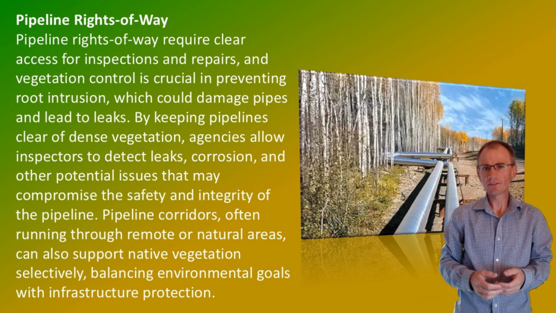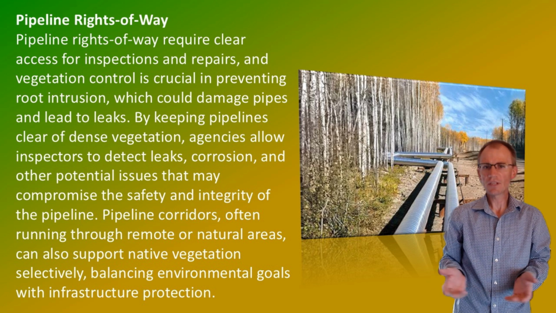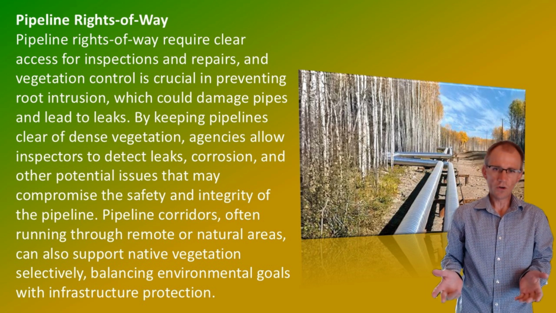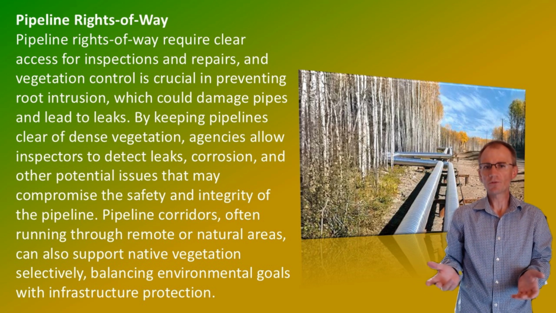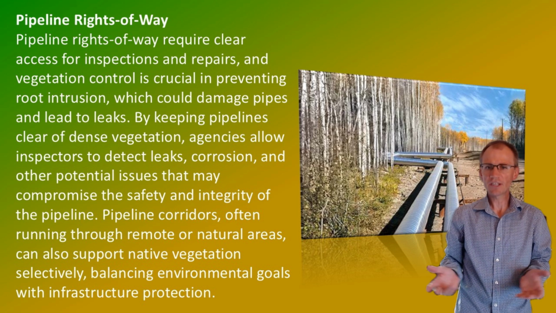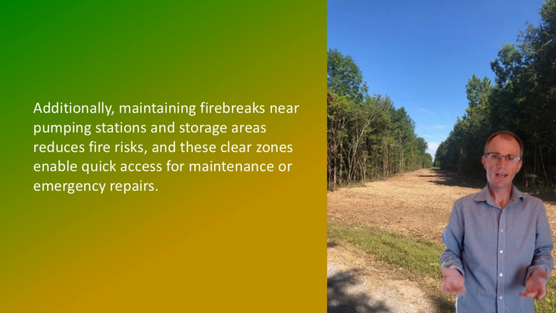By keeping pipelines clear of dense vegetation, agencies allow inspectors to detect leaks, corrosion, and other potential issues that may compromise the safety and integrity of the pipeline. Pipeline corridors, often running through remote or natural areas, can also support native vegetation selectively, balancing environmental goals with infrastructure protection. Additionally, maintaining fire breaks near pumping stations and storage areas reduces fire risk, and these clear zones enable quick access for maintenance or emergency repairs.